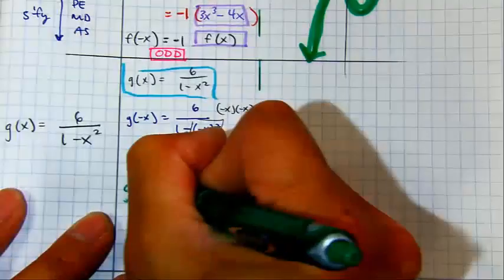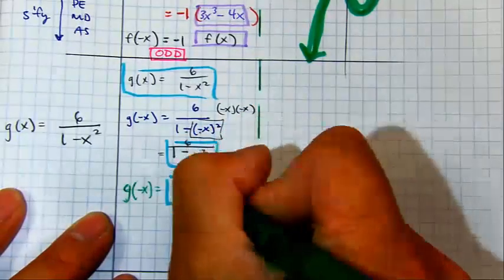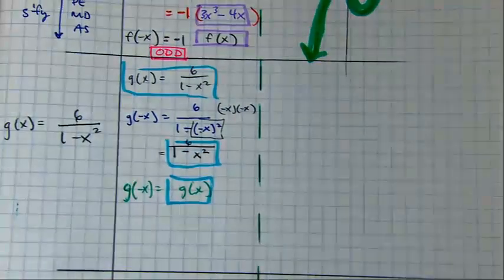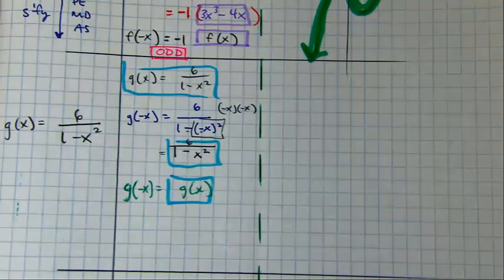g of negative x equals g of x. And she says that's the original, so it's even. Raise your hand if you got even.